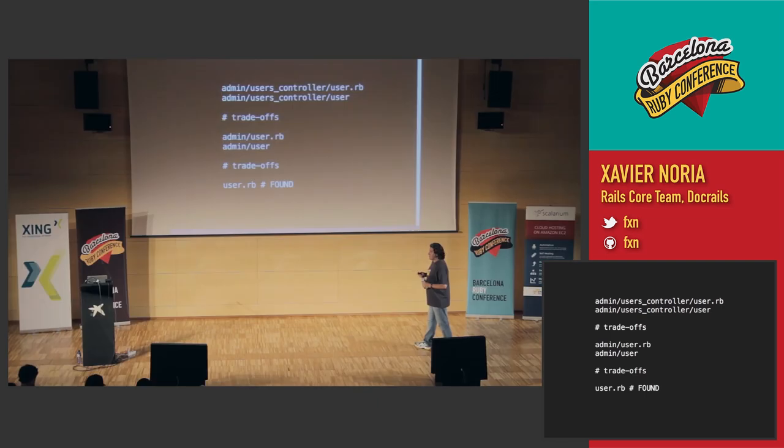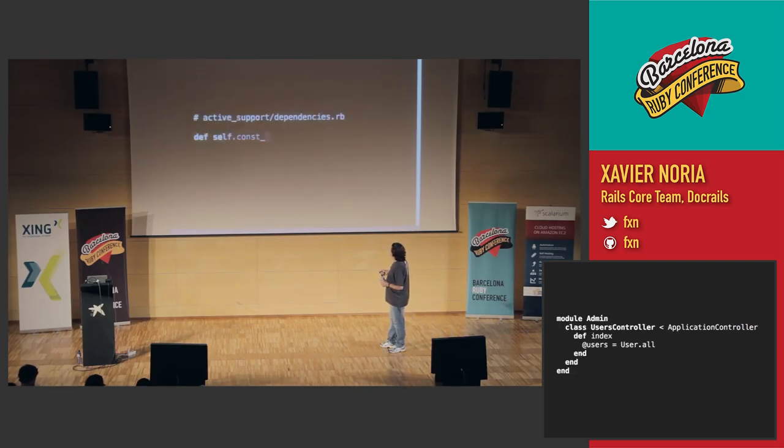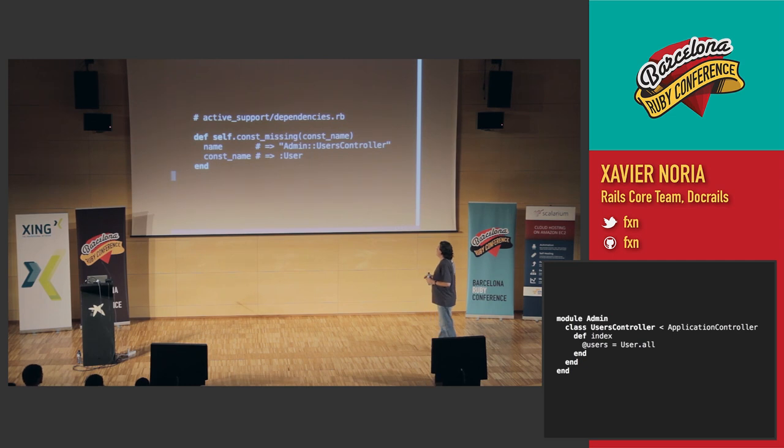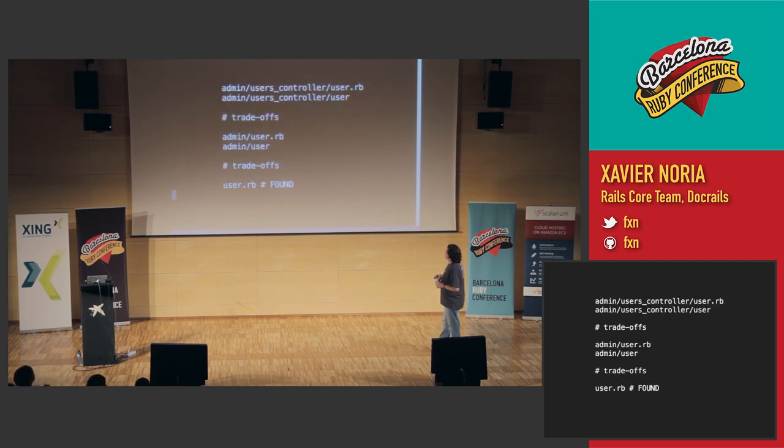And what happens is this. The situation is that we are here, module Admin, class UsersController, and the example is how we autoload the User constant. That's the example we are going to see. So this is the information, and this is what happens.